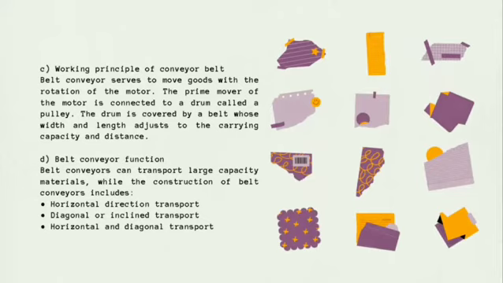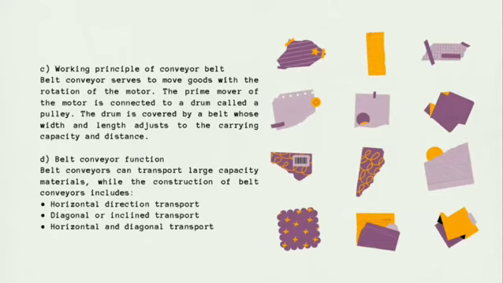Working principle of belt conveyor. The belt conveyor serves to move goods with the rotation of the motor. The prime mover of the motor is connected to a drum called a pulley. The drum is covered by a belt whose width and length adjust to carry the load over distance.